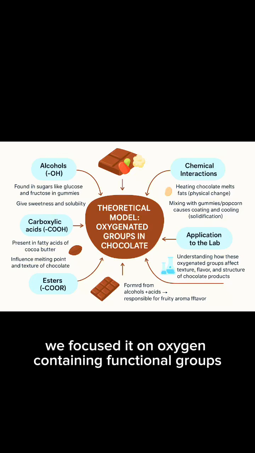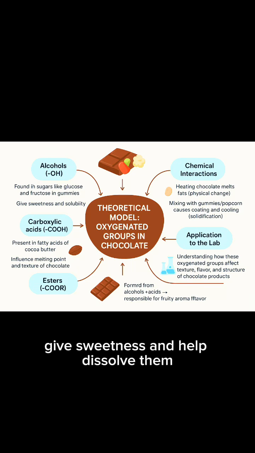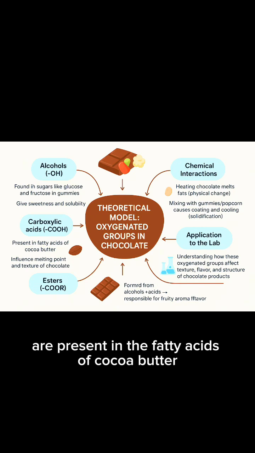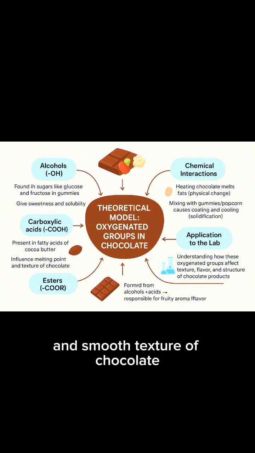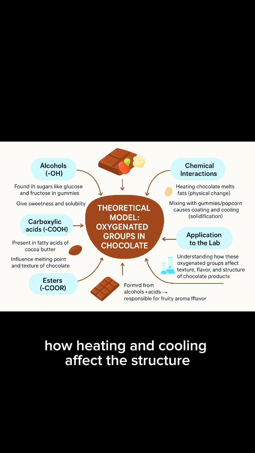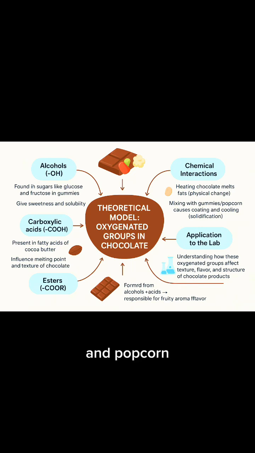In our experiment, we focused on oxygen-containing functional groups in chocolate. Alcohols found in sugars of gummies give sweetness and help dissolve them. Carboxylic acids are present in the fatty acids of cocoa butter, influencing the melting point and smooth texture of chocolate. Esters formed from alcohols and acids create a pleasant aroma and flavor. Understanding these groups helps explain how heating and cooling affect the structure, texture, and taste when making chocolate-covered gummies and popcorn.